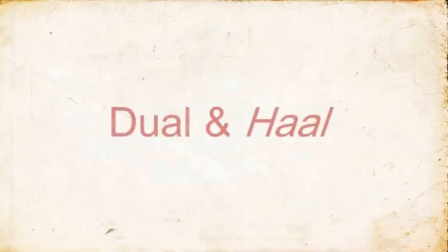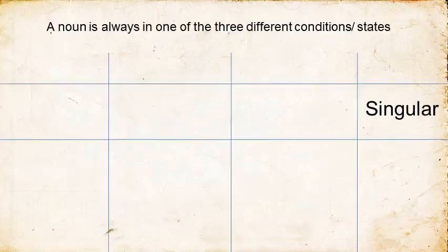The first part of this lesson covered how to form the dual, and in summary, to form a dual in Arabic, we add ani or we add aini. The second part of this lesson is how we incorporate dual and hal. As we have learned previously in Arabic, an ism can be in one of 3 different types of hal, and these are raf'un, nasbun, and jarrun.